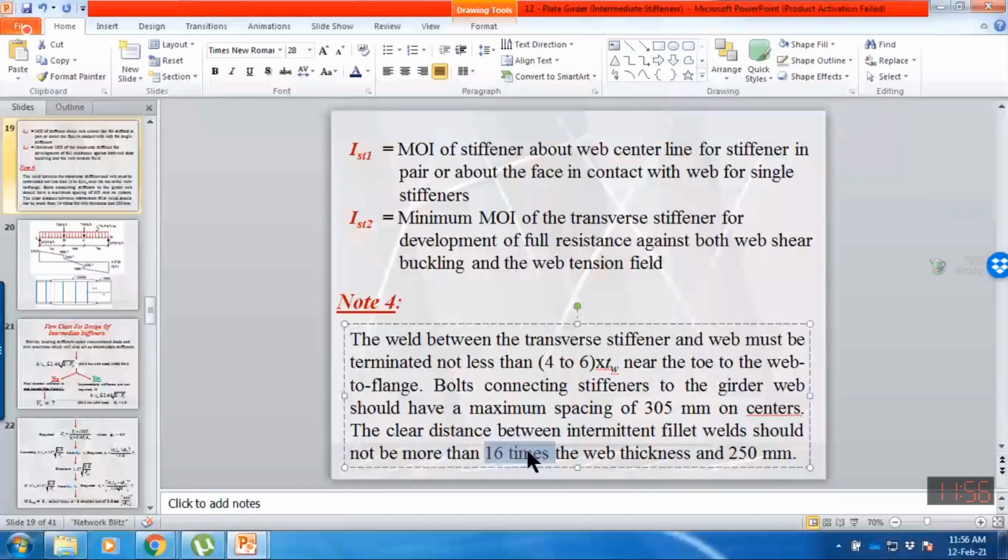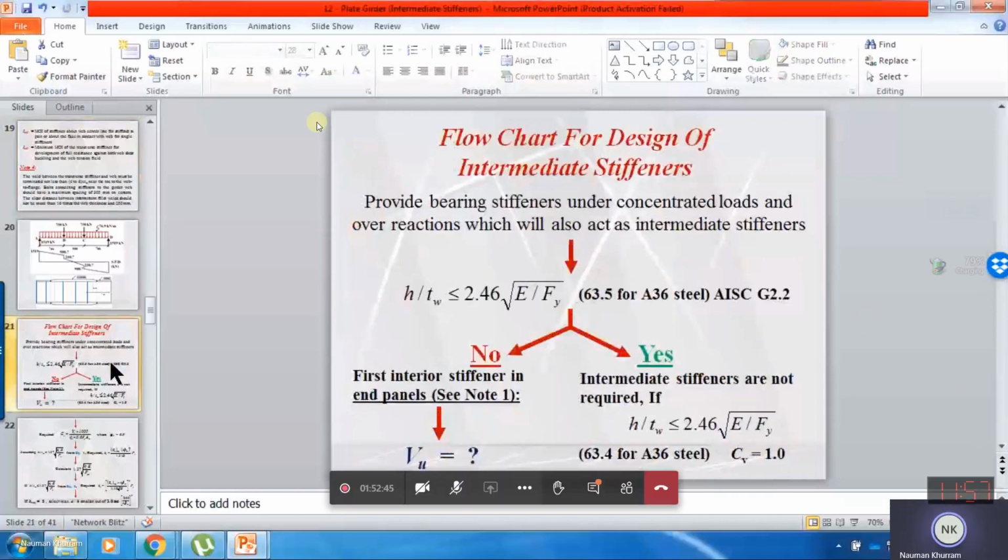So I will stop here. Next time when we start, I will explain the design flow chart for the intermediate stiffener design, and we shall start solving example number 1, also example number 2.